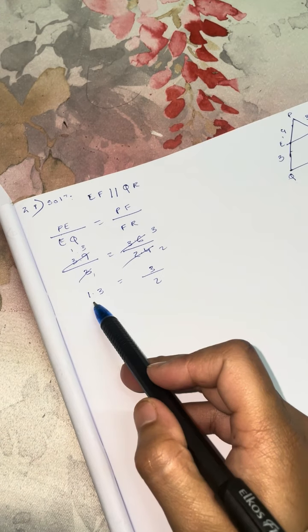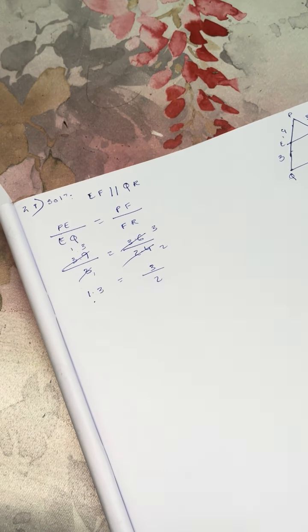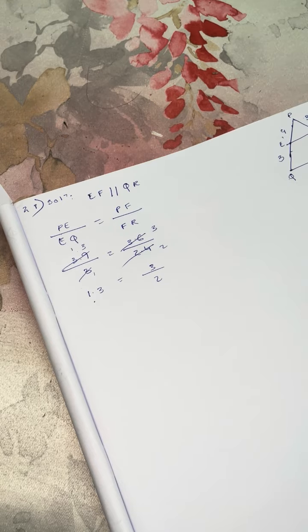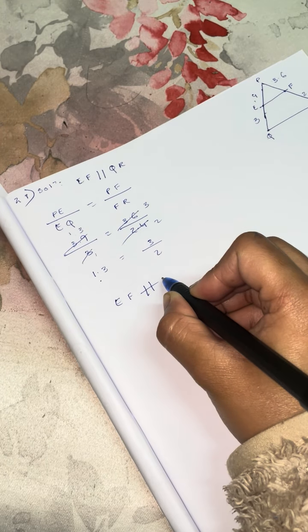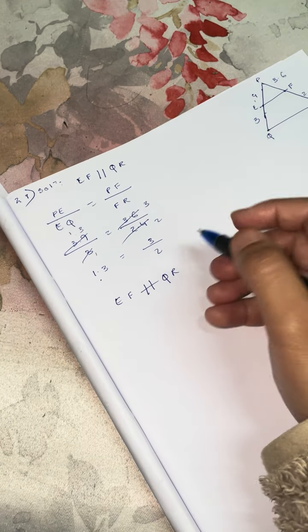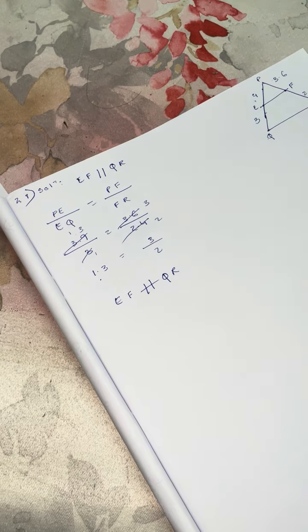That means if this is 1.3, will this be 1.3? If they are not equal, hence EF is not parallel to QR. EF is not parallel to QR.